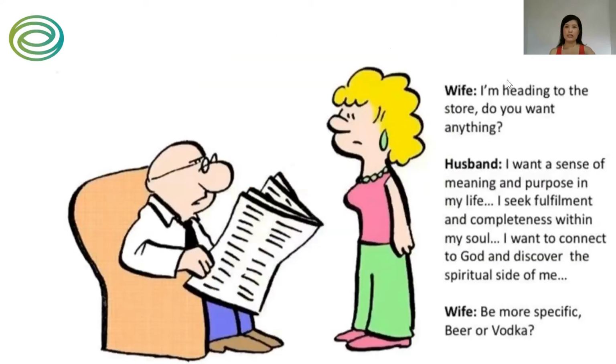So, if you look at the screen, this is a very interesting cartoon that I came across, and I thought that it's quite self-explanatory. The husband says he wants all these things, but at the end of the day, when you drill down to the root of it, what exactly does he want? The wife knows him very well. So the wife actually asks, do you want beer or vodka?